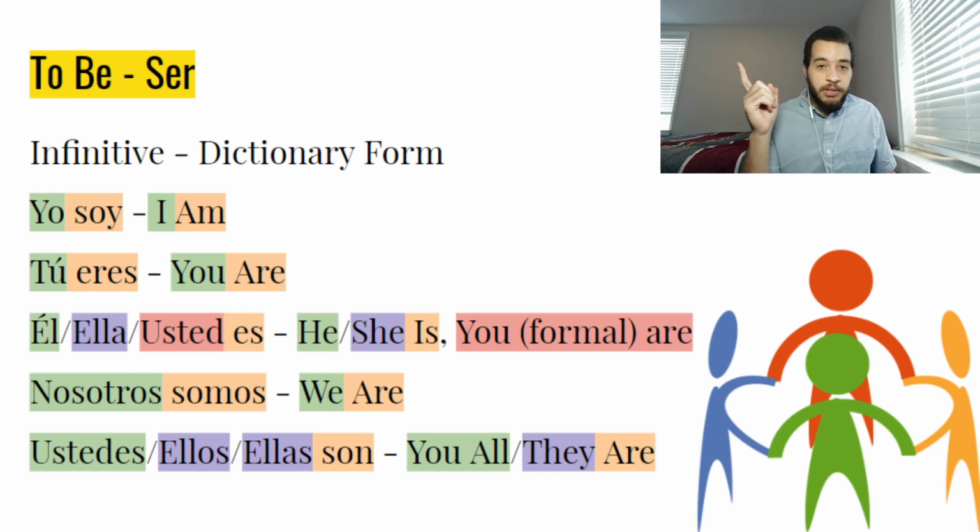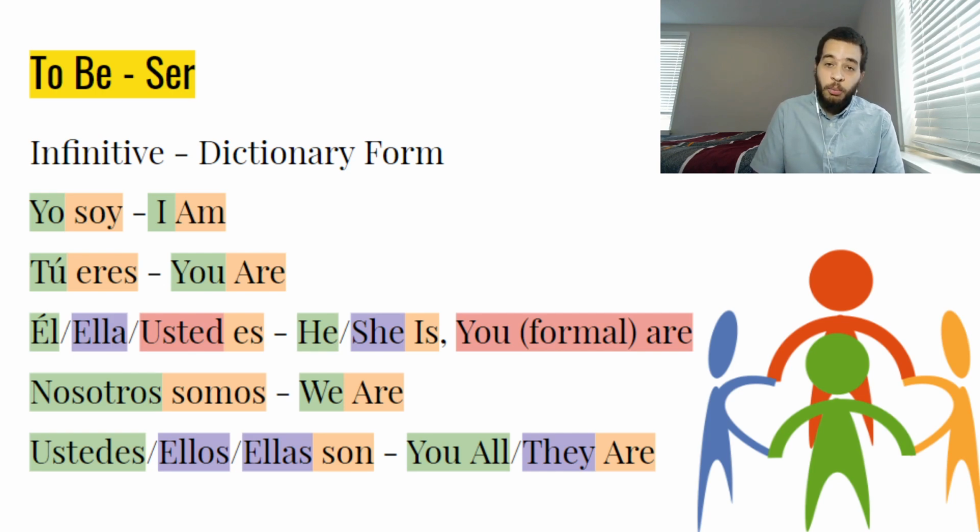Now, a note, ser is an irregular verb. It will not conjugate the same way as most other verbs. That's why I want to go over it first to get it out of the way and show you that it's not as bad as you think. So we have yo soy, I am. Tú eres, you are. Él, ella, usted, es. He, she, is. Or it can also be formal, you are.